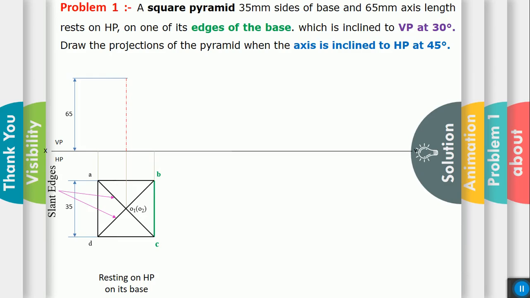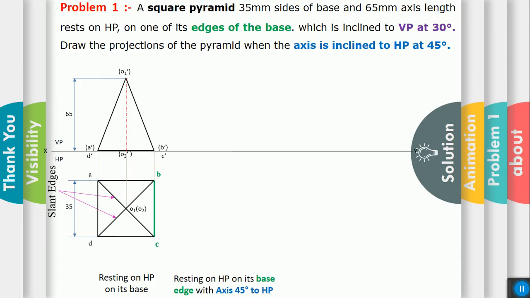Also, we can observe that in the front view, the square pyramid looks like a triangular lamina with a height of 65 mm. In the second position, we will rotate the square pyramid in such a way that the axis O1 O2 will be at an angle of 45 degree with respect to the horizontal plane. To draw this second position front view, we can use so many methods.